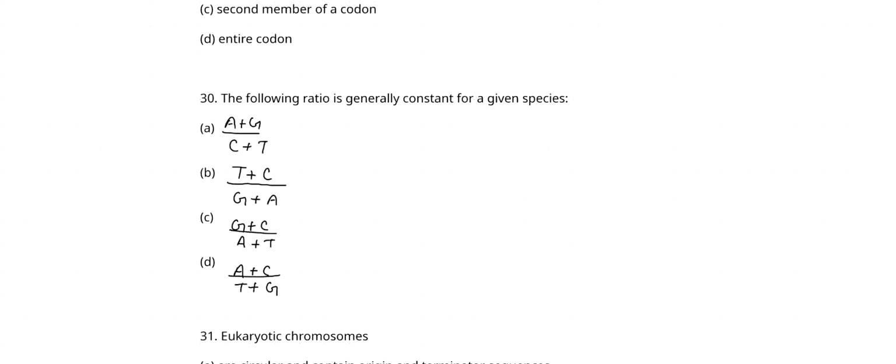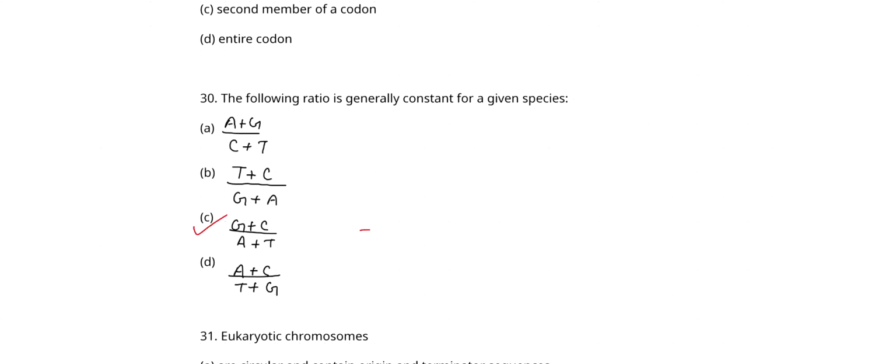Come to question number 30. That is, the following ratio is generally constant for a given species. Option A, B, C, D. Our option C is correct because G plus C divided by A plus T. According to Chargaff, purines and pyrimidines are in equal amounts. Purine, that means adenine, is equimolar with pyrimidine, that is thymine, right? And purine, that is guanine, is equimolar with pyrimidine cytosine. Base ratio is specific for species.